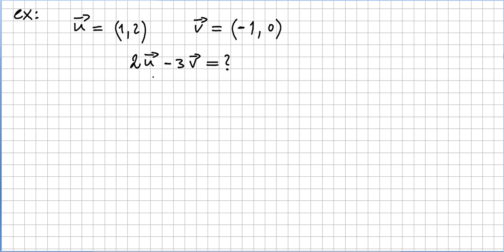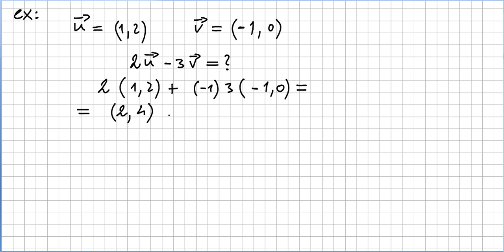So a last example, let us say we have a vector u, 1, 2, and a vector v, minus 1, 0. What is the scalar product 2u minus 3v? So we have 2 times 1, 2, plus, so I have to do minus 1 here, minus 1 times 3 times minus 1, 0, right? So this is going to be 2 times 2, 2 times 2, 4. And here we have plus minus 3 times minus 1, 3, and this one is 0, right? So 2 plus 3, 5, and 4 plus 0, 4.